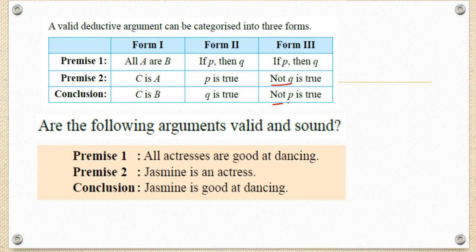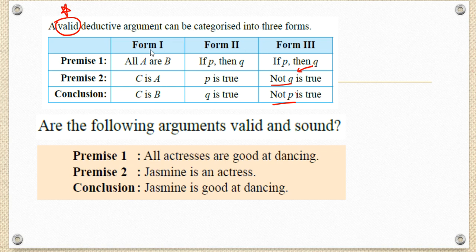Remember these two, they are opposite. Not Q will come first. Q will come first, and you add a not in front. And not P is the conclusion. This word here, valid, is very important. To see whether it's a valid DA or not, you have to check.